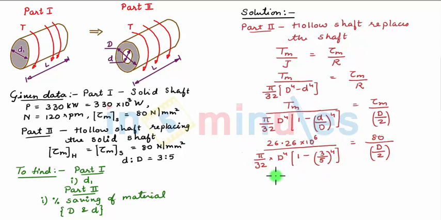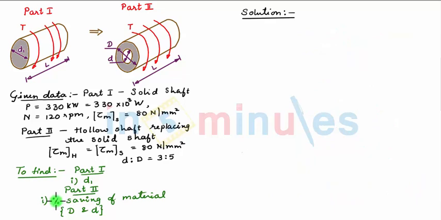So upon solving, we get the value of D as 124.3 mm, and from this ratio we can get the value of small d as 3 by 5 of capital D, which is equal to 3 by 5 multiplied by 124.3 and equal to 74.58 mm.